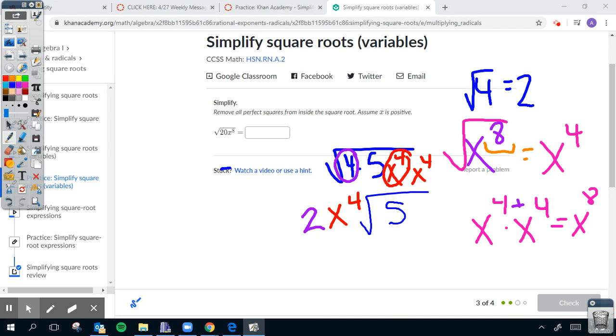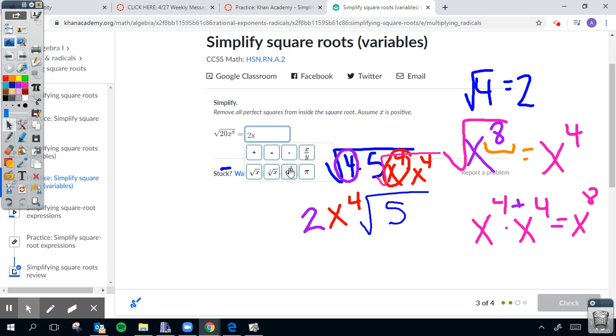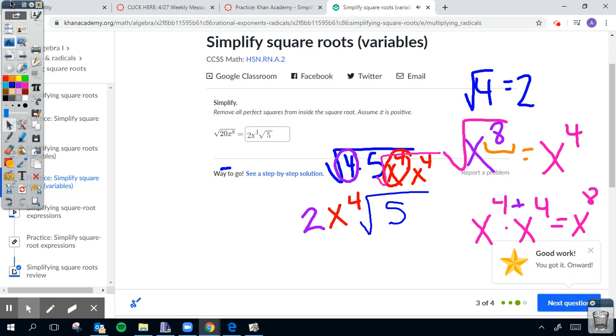Okay, so remember, this looks kind of confusing. I have x to the 4th and x to the 4th. If I square root it, then it just becomes x to the 4th on the outside, and the only thing remaining on the inside is 5. Okay, so I'm going to do that. Check that, it was good, and I can move on.